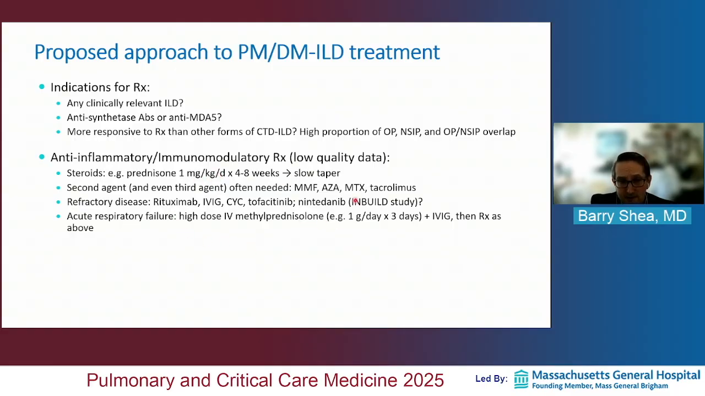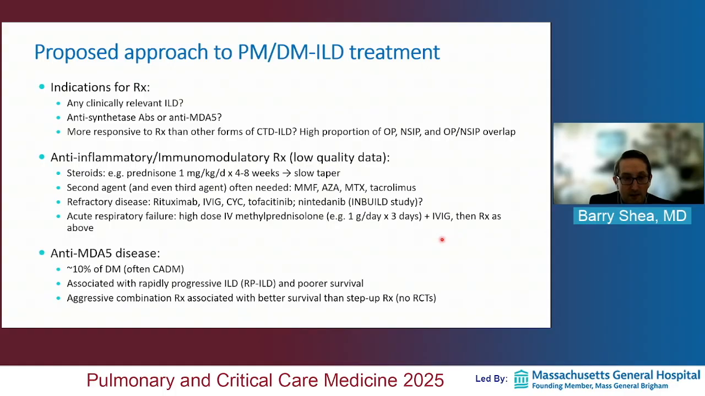For those patients with progressive pulmonary fibrosis, again, nintedanib can be considered. And then unique to the myositis group are these patients who present with acute respiratory failure. And in those cases, high doses of IV methylprednisolone, like pulse-dose methylprednisolone, is often recommended, sometimes with IVIG, and then using the different treatment strategies that are listed above.